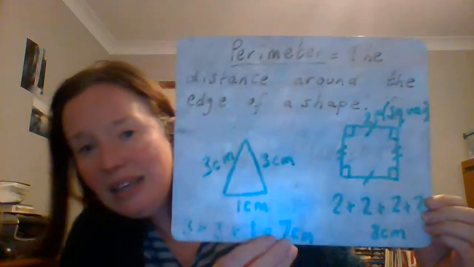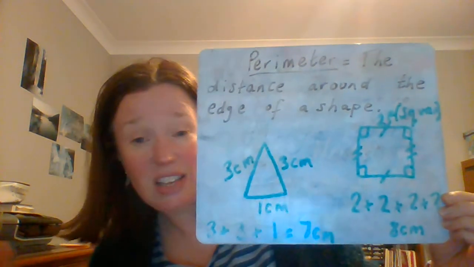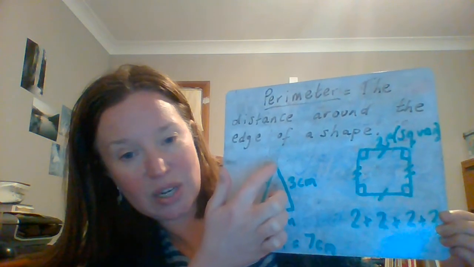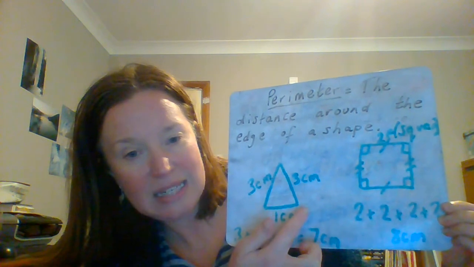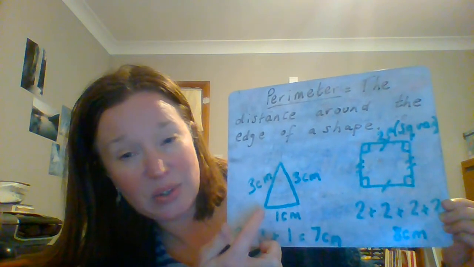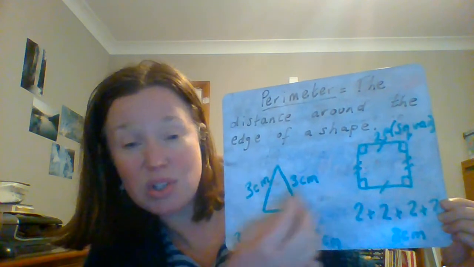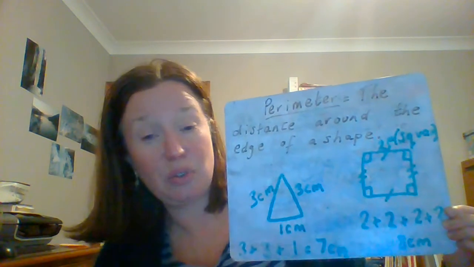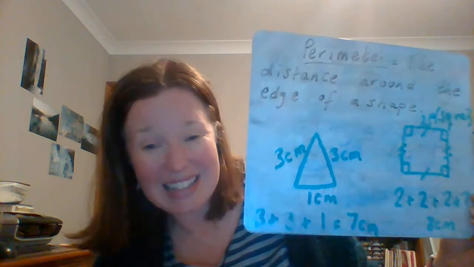So to remind you, the perimeter is the distance around the edge of a shape. If we took a journey from one corner and we walked all the way to the next corner of this triangle, and then we carried on walking all the way to this point, and then we finally did the last third side of that triangle, the journey that we've taken would be the perimeter. However far we'd walked or measured, as long as it measured around the edge of the whole shape, that would be the perimeter. And we work this out by adding the sides together.